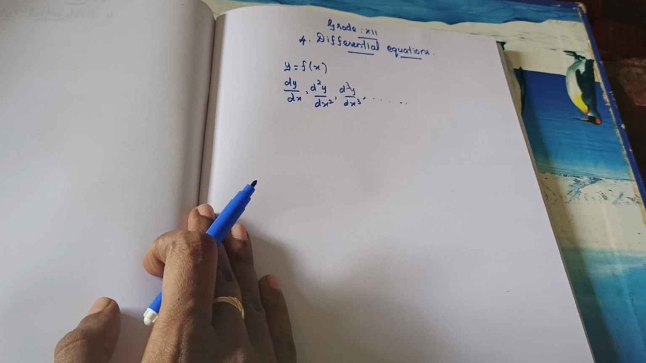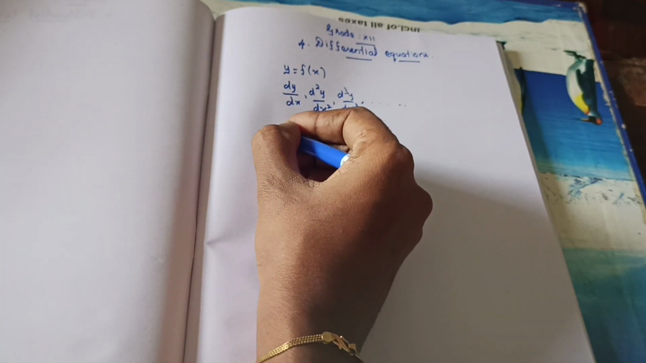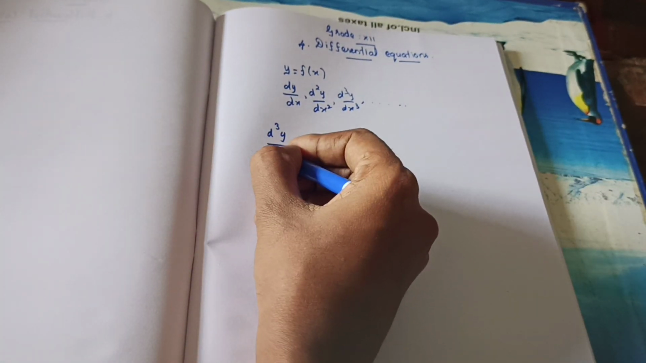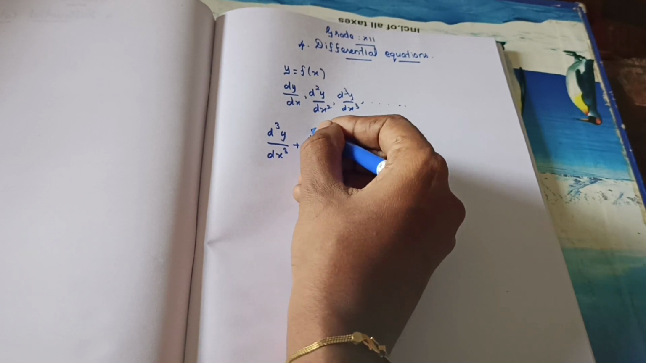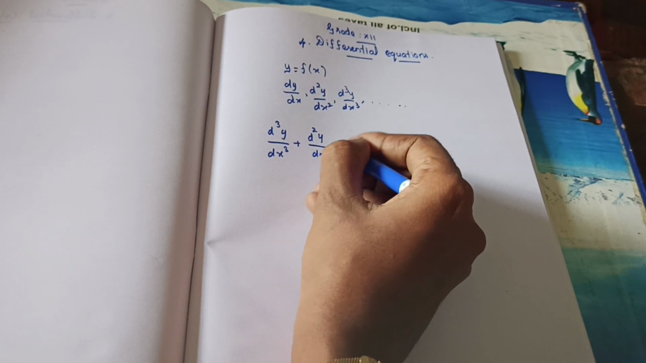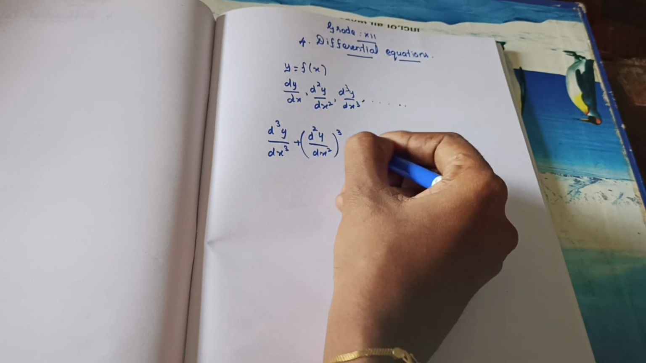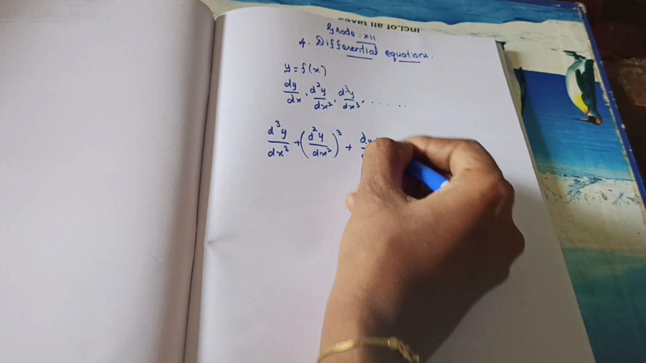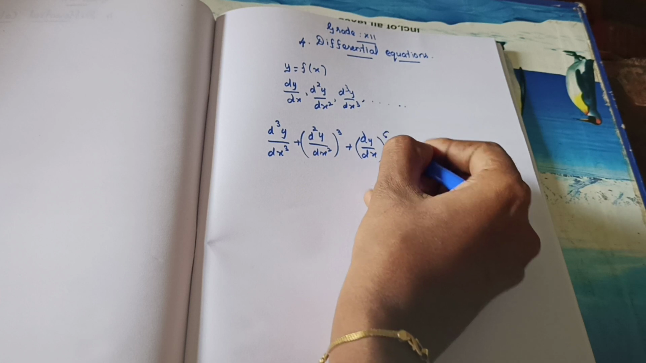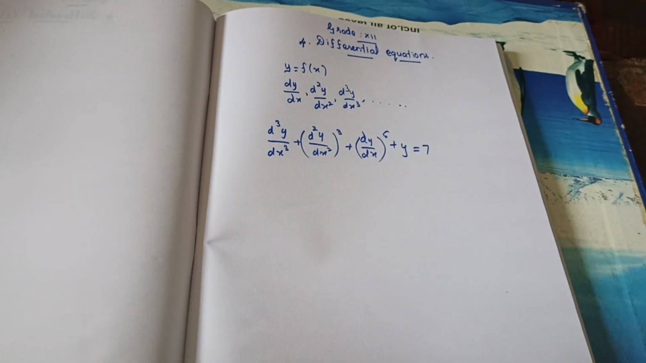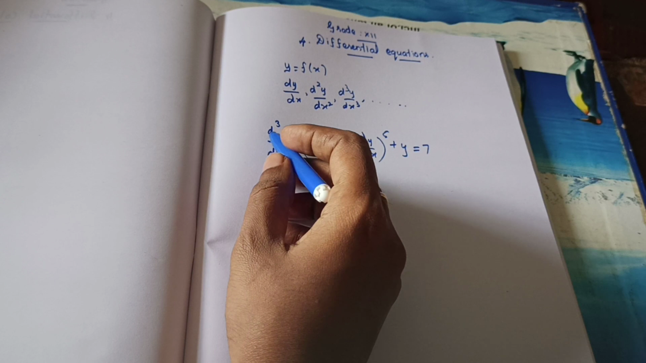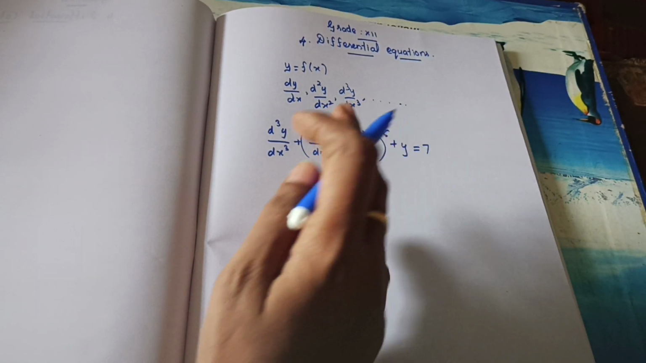So the main thing is how we will find the order and degree of an equation. First I will teach you what you mean by the order of a differential equation. I will give one small example, then it will be very easy for you. Let us consider one small example: d cube y by dx cube plus d square y by dx square the whole cube plus dy by dx the whole power 5 plus y is equal to 7. It's one differential equation with three derivatives. What are the derivatives? This is one derivative, this is one derivative, this is one derivative.